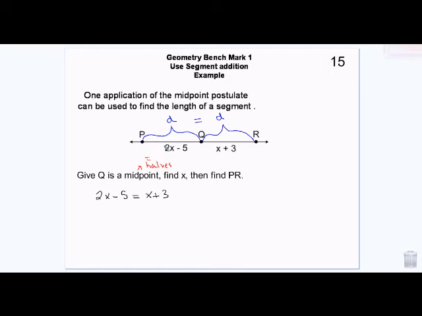We know that these lengths are the same, but we don't know what the length is. They might both be 10, they might both be 5, I don't know. So we have to solve it. I know that 2x minus 5 is equal to x plus 3. My first step, I want to get all my x's on the same side, so I'm going to subtract x from both sides. What is that called? Problem solving.